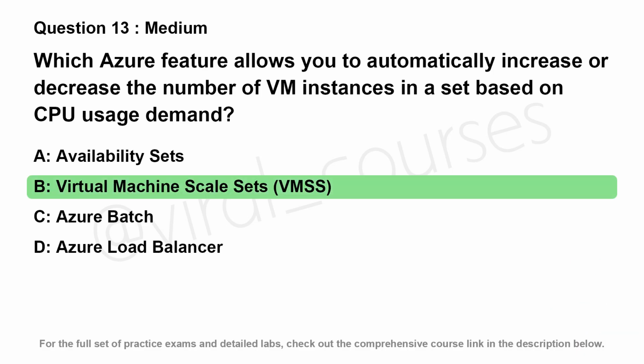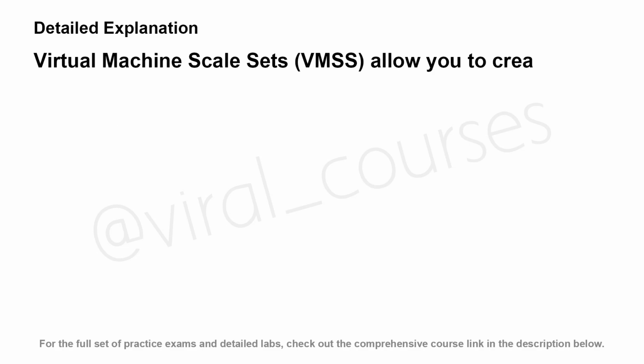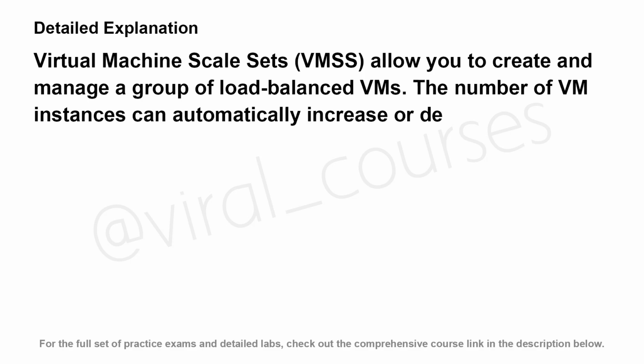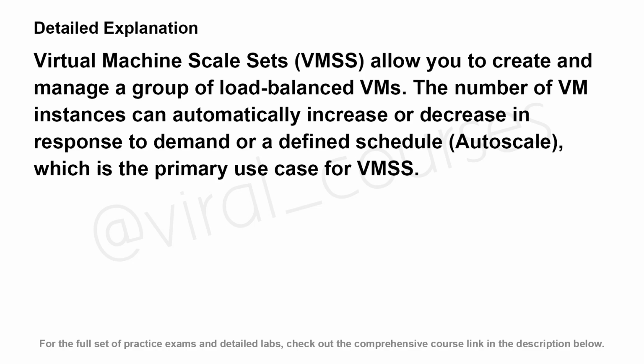The correct answer is B. Virtual machine scale sets, VMSS, allow you to create and manage a group of load-balanced VMs. The number of VM instances can automatically increase or decrease in response to demand or a defined schedule. Autoscale is the primary use case for VMSS.